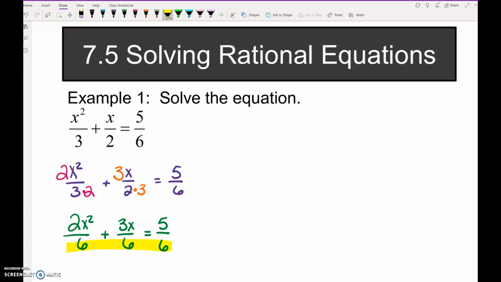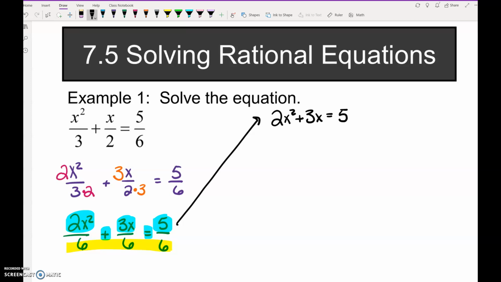The denominators are all 6. When you're adding and subtracting fractions, you have to have common denominators. You don't change the denominator, but you add the tops. So what this basically means, if you've got something over 6 plus something over 6 equals something over 6, what you basically have is 2x squared plus 3x has to equal 5. So we have the equation 2x squared plus 3x must equal 5.